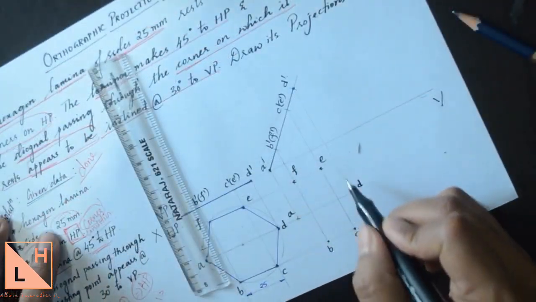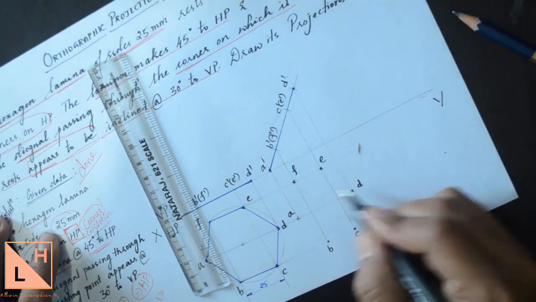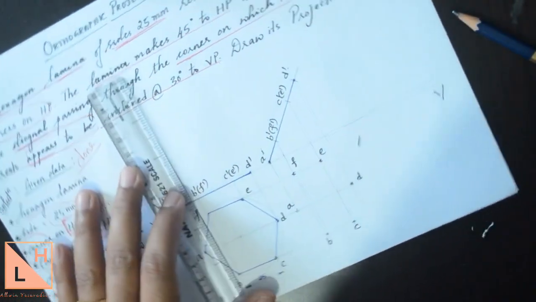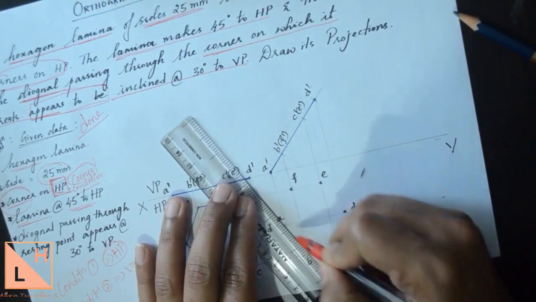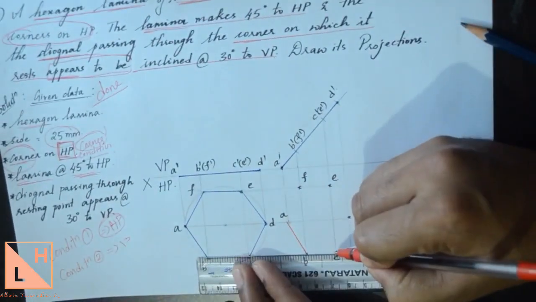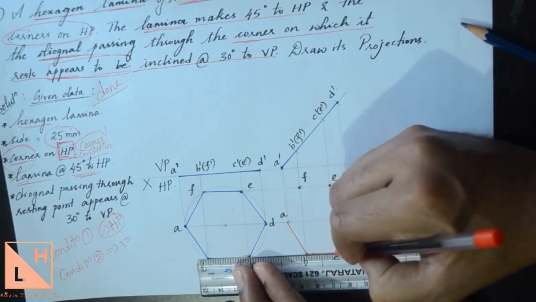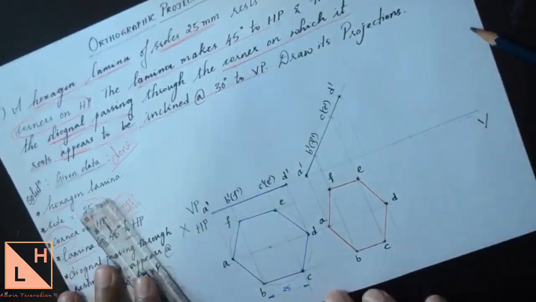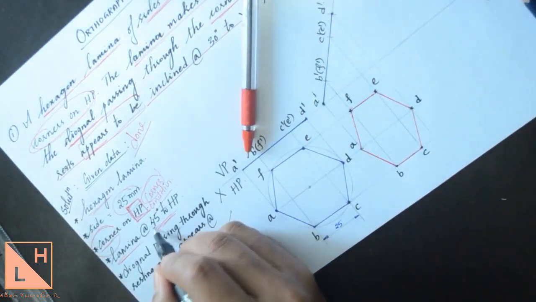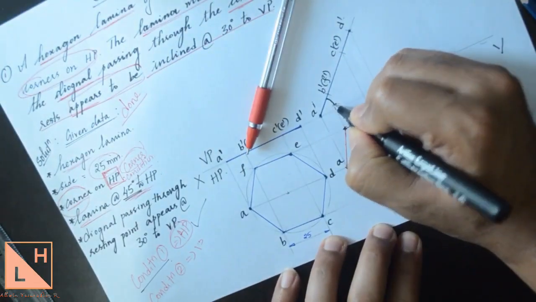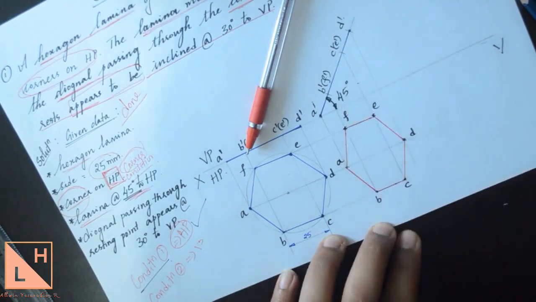Join these points with a dark line to get the complete top view in the second position. Now we are done with the second position, that is the first condition, which says the lamina makes 45 degrees to HP. Make sure you mention it.